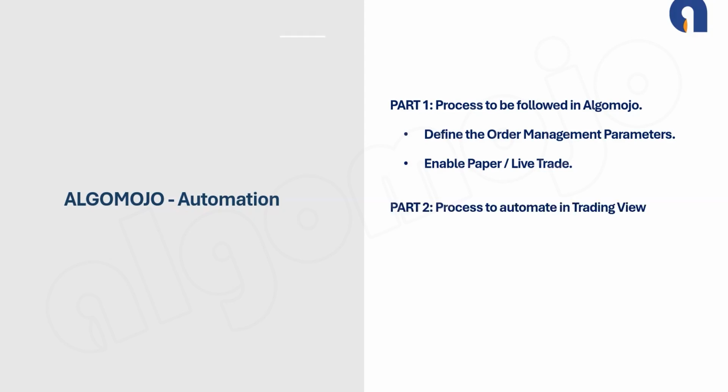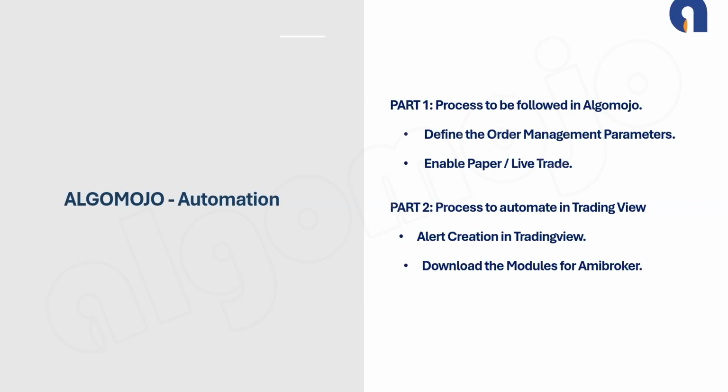Then the second step is to do a small process either in TradingView or in Amibroker, depending on the tool that you are using for signal generation. We will look at the first part for what needs to be done in Algomojo, and then get into doing a setup in TradingView also. Right. So in TradingView, you'll need to create an alert. How do we do the alert creation? We'll go through that. Yes.